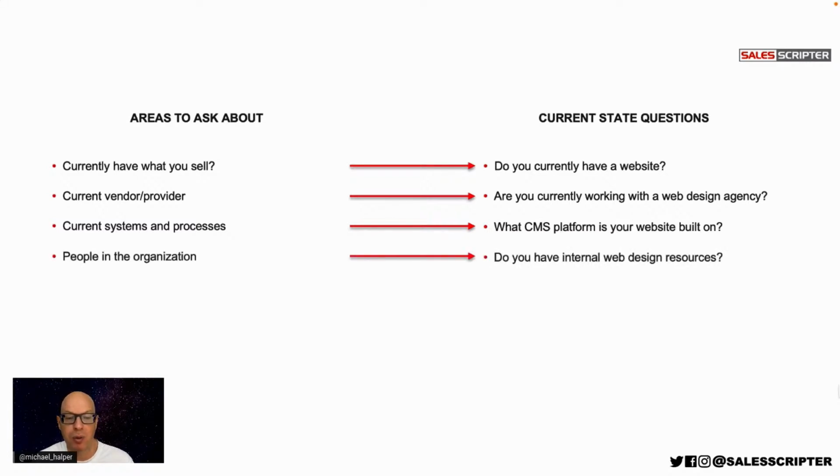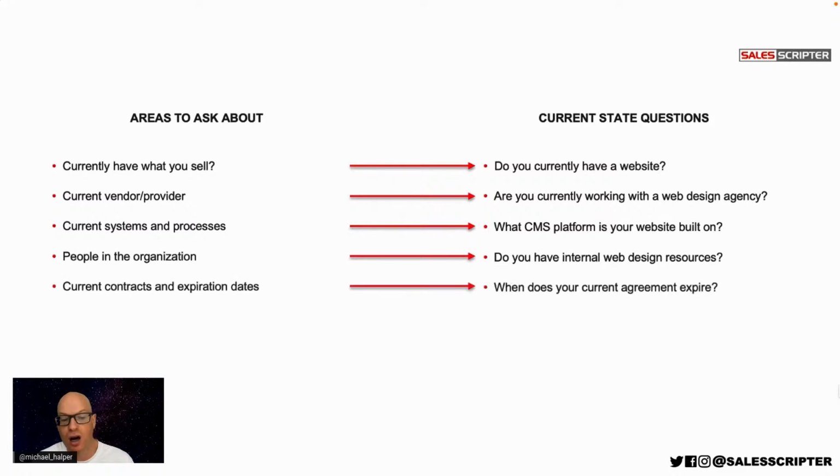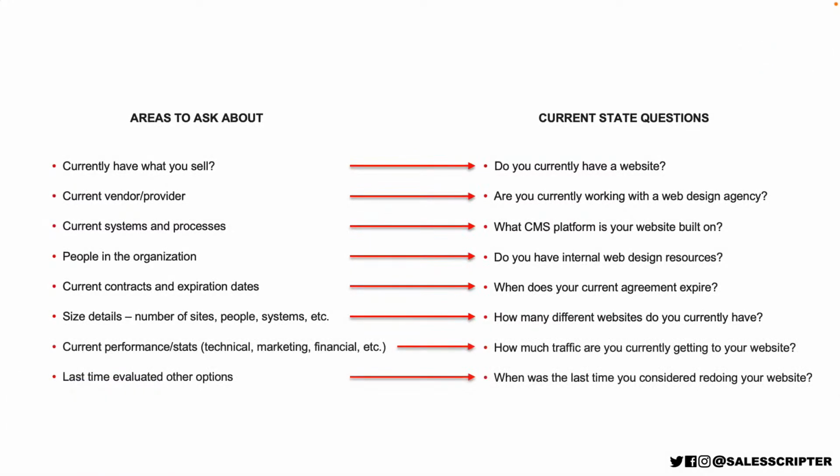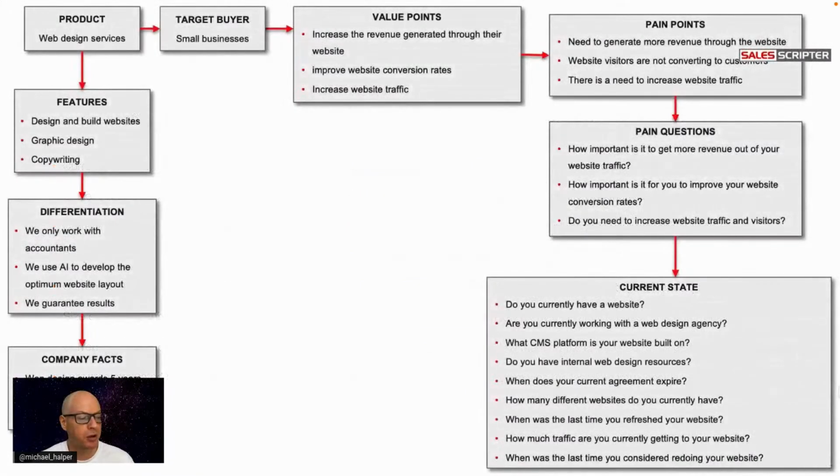You might want to ask about people in the organization. Do you have internal web design resources? Current contracts and expiration dates? When does your current agreement expire? There are likely size details, depending on what you sell, that you want to ask about: number of sites, people, systems, revenue, whatnot. So how many different websites do you currently have? You might want to ask about current performance or stats. How much traffic are you currently getting on your website? Last time evaluated options: when was the last time you considered redoing your website? So we can plug those in here. Current state questions. So we have a bunch of questions asked.